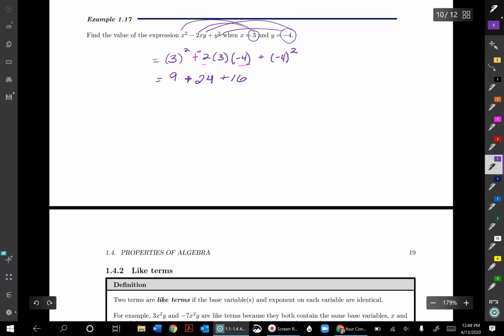positive 16. And again, it's just like I'm working one side of an equals, not solving any equation. This is just an expression. Keep repeating that because that's a big common mistake people make. They somehow try to balance it off. So the answer for that is 49.